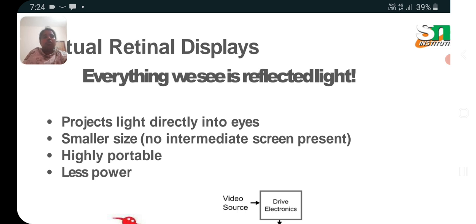Today I am going to discuss mobile augmented reality systems. In further slides I had discussed many things. So now I am going to discuss virtual retinal displays.